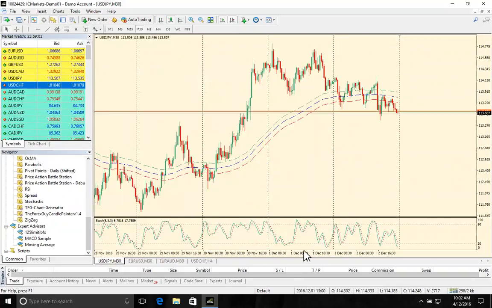What I normally do, when I see the price is above the green line, that's my buy signal. When the price goes below the green line, this is my sell signal or exit signal. For the long, when the price is in between green, red, and blue, that's a sideways market, I don't trade. The indicator is very, very simple.